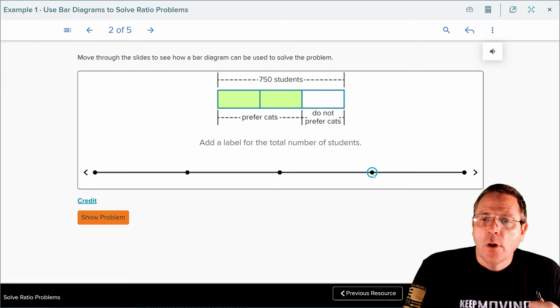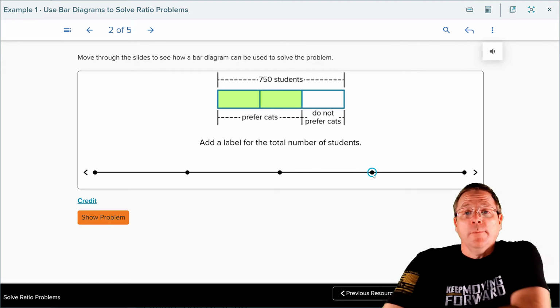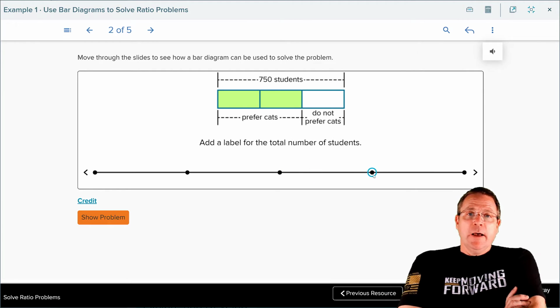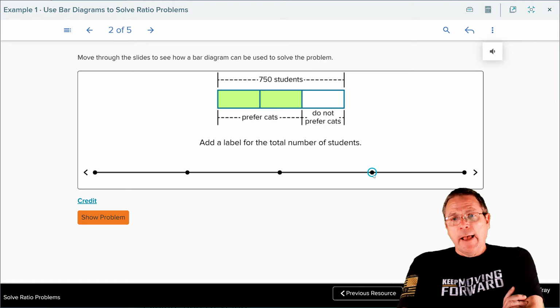From here, we're going to break it down even further and recognize that there's 750 students. Out of the 750 students, they want to know how many you think would prefer cats. I'm going to want you to pause the recording right now and go ahead and calculate the rest of that on your own, see what you come up with.